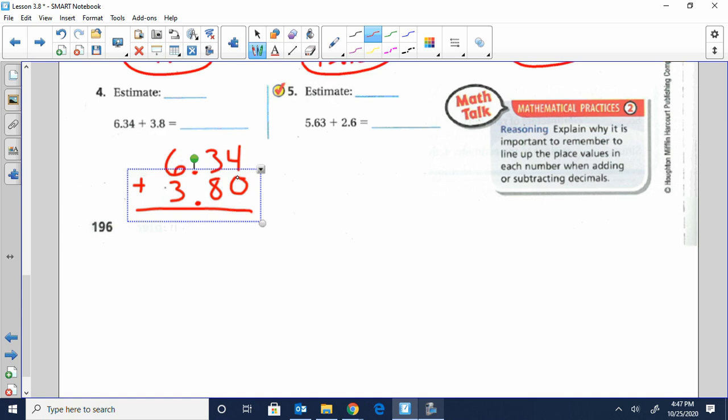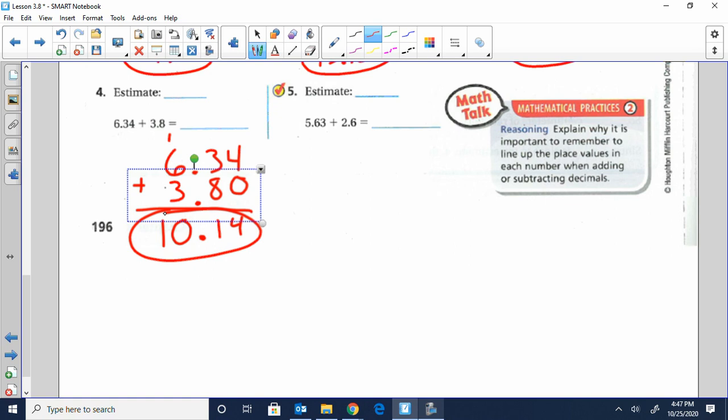Now we can go ahead and add. 4 plus 0 is 4. 3 plus 8 is 11. Carry our 1. Decimal point comes straight down. 6 plus 3 is 9. Plus 1 is 10. 10 and 14 hundredths.